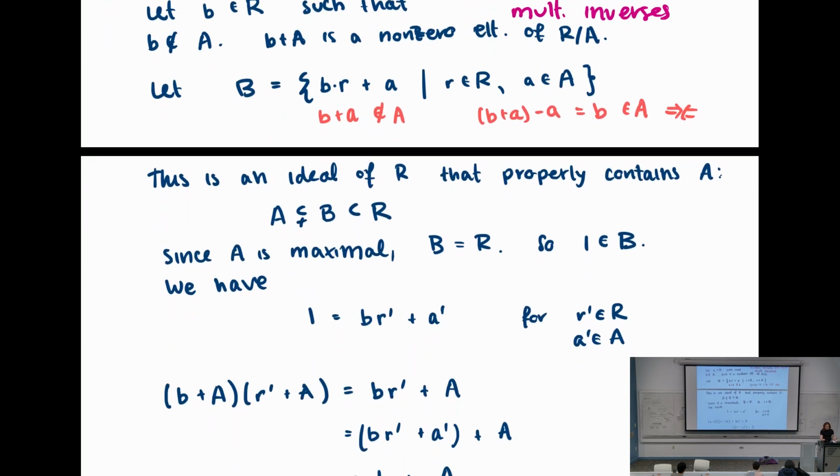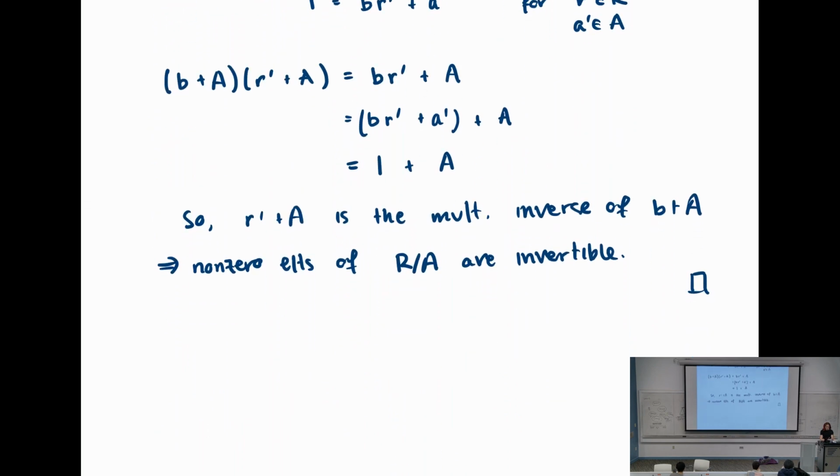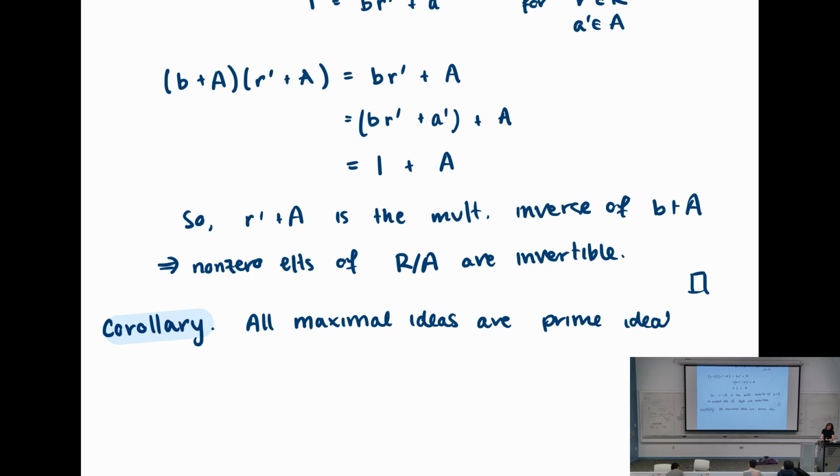Okay, so I'm going to give you a minute to prove a corollary. So here's the statement of the corollary. This says that all maximal ideals are prime ideals. So I'll give you a minute to prove this, and a hint is that this is truly a one-line proof, just using things that we've already proved.